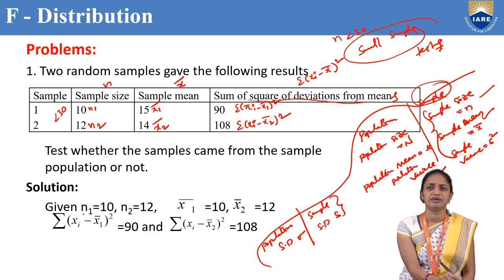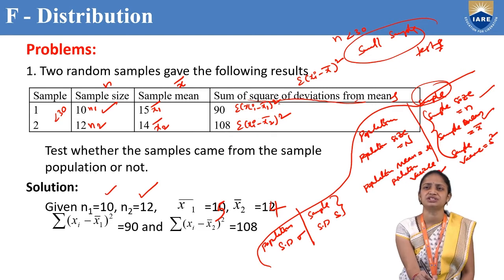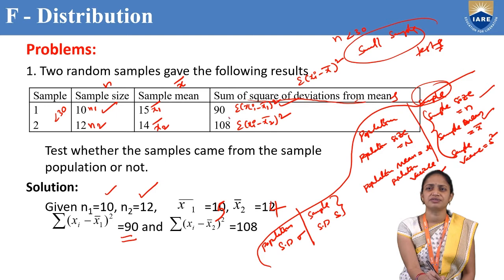So in this case, given n1 is 10, n2 is 12, x1 bar is 15, and x2 bar is 14. The sum of squares of deviations from the first mean, that means summation xi minus x1 bar whole square, is equal to 90, and the sum of squares of deviations from the second mean is 108. That means summation xi minus x2 bar whole square equal to 108.